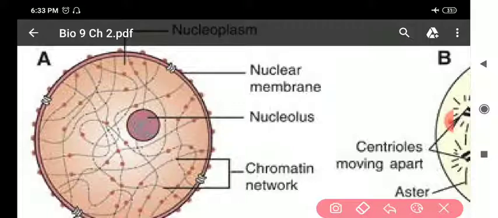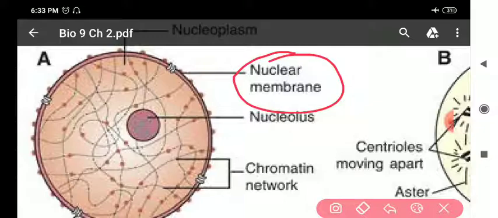This is the diagram of the nucleus. The nucleus is surrounded by the nuclear membrane. This is the nuclear membrane. Clear? It is a double layered membrane, my dear students. Then in the nuclear membrane there are certain pores. You can see these pores. These pores are known as nuclear pores.